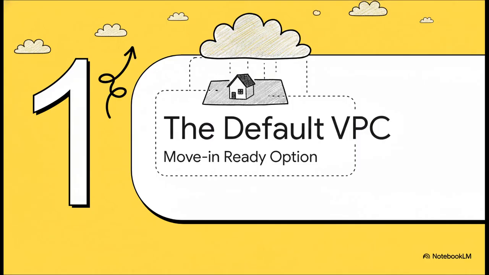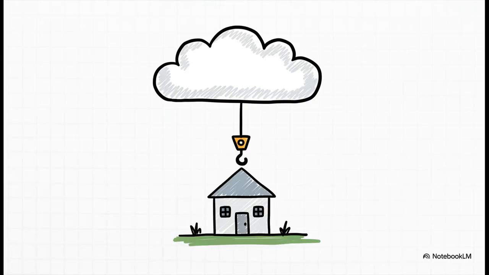Okay, so you've got your plot of land in the cloud. AWS basically gives you two main options to start with. The first one is the move-in ready option, something that's already built, all set up, and just waiting for you. And that is called the default VPC. That's right. Every single new AWS account in every single region around the world comes with what you can think of as a pre-built starter home.